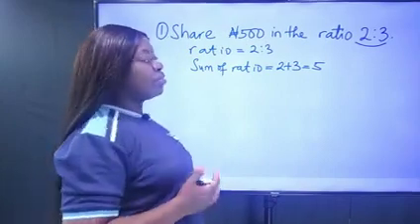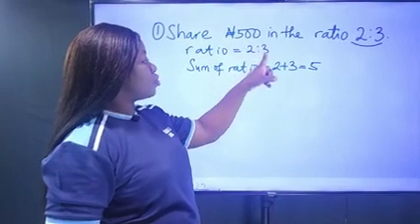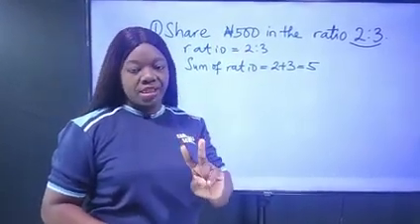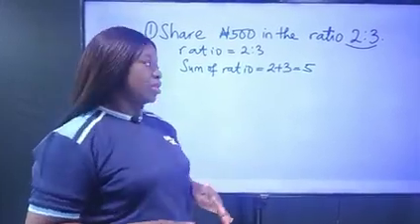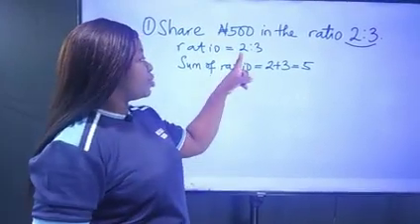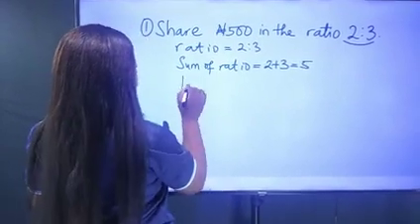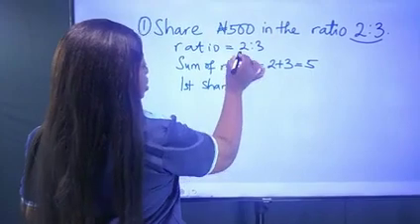Now share 500 naira. We have two people here in the ratio 2:3. Once you see only two figures, it means two shares, that is sharing for one person and the other person. So what we'll be doing now is to find the first share. The first share will be 2, the second share will be 3. So now to find the first share, the first share is 2.